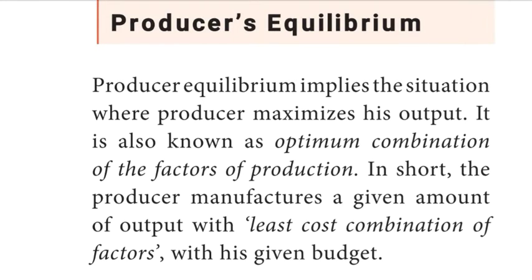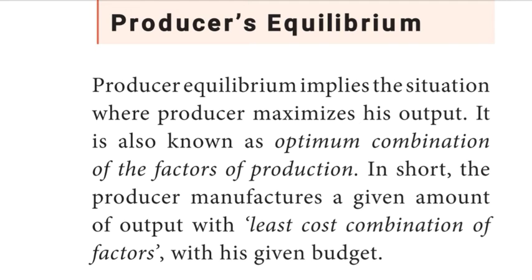Third, you are going to learn about producer's equilibrium. A rational producer always tries to achieve the largest volume of output from a given expenditure outlay on factors, such that these factors are combined in an optimal or most efficient way.